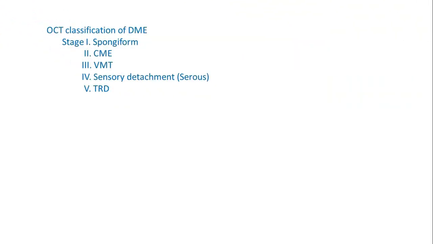Second part of the question is OCT classification of diabetic macular edema. On OCT, it is classified into 5 stages. Stage 1 is spongiform, in which there is diffuse retinal thickening. Second stage is the cystoid macular edema, then vitreomacular traction, serous retinal detachment and tractional retinal detachment.